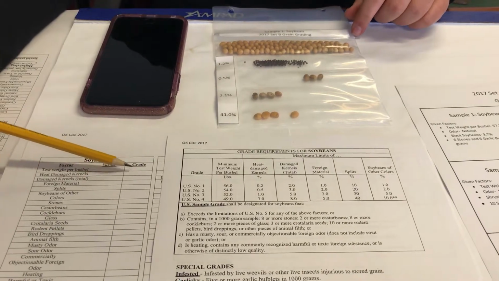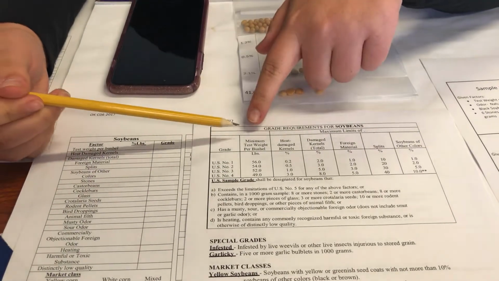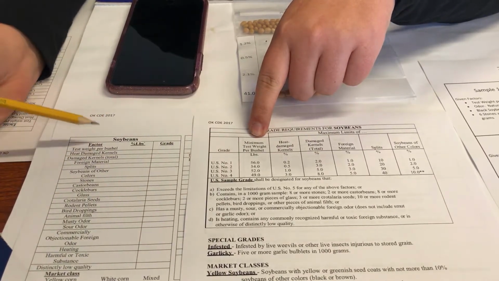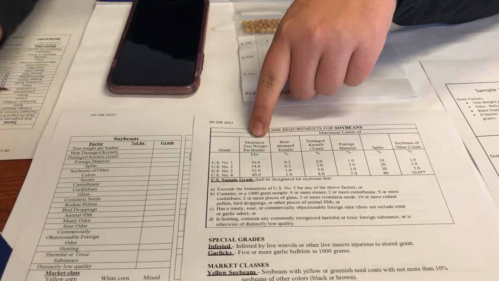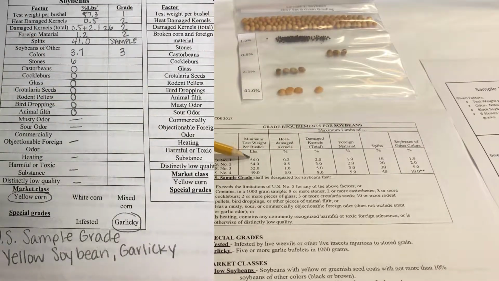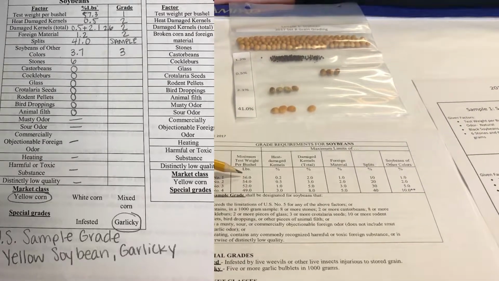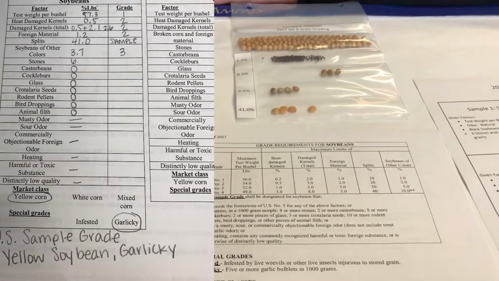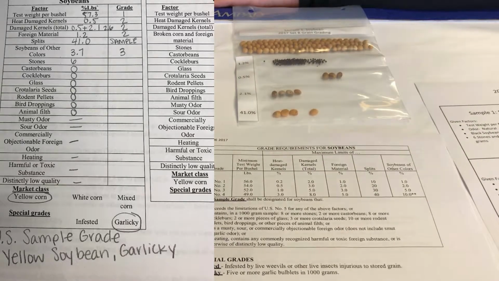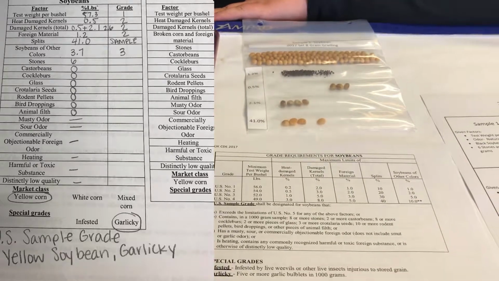So, to find the grades of each one of these factors, we first start up here in the minimum test weight per bushel, so our pounds. So for this one we had 57.3. So 57.3 is above everything on this chart, which means that we will immediately say it is a US number 1 because it meets the minimum requirements for US number 1. So just put a 1 under the grade section of your worksheet.